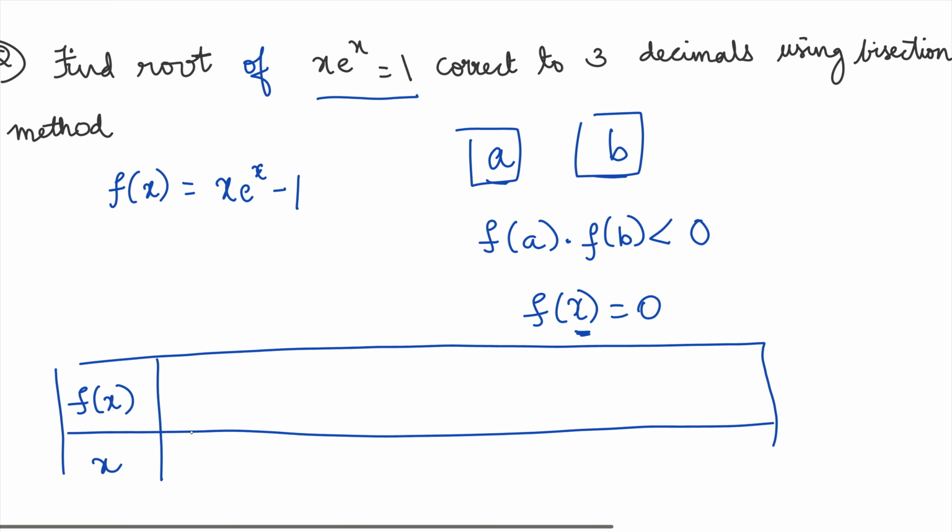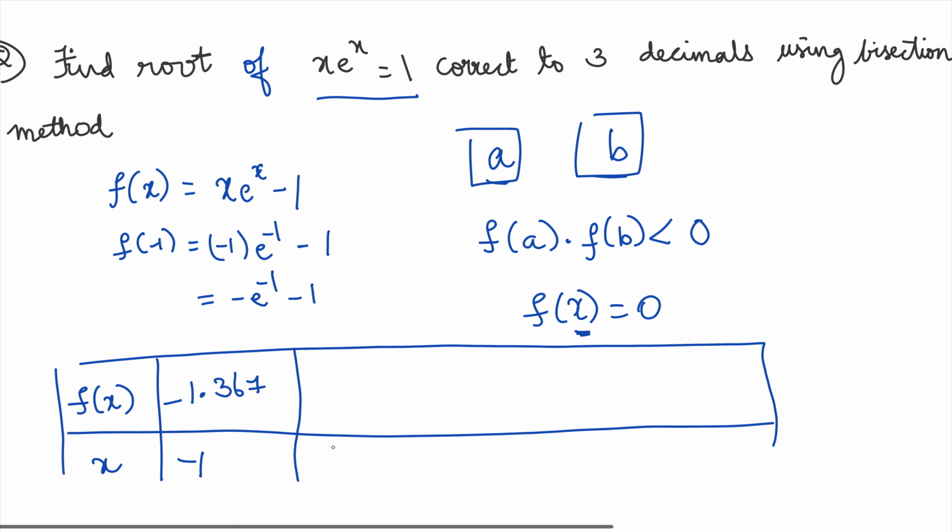So let's say my x value is minus 1. When we substitute minus 1 here, what will be f of minus 1? It's minus 1 into e power minus 1, minus 1, which is minus e power minus 1 minus 1. The value of it would be minus 1.367. Next, what if the x value is 0? We substitute 0. f of 0 is 0 into e power 0 minus 1, so the value would be minus 1.